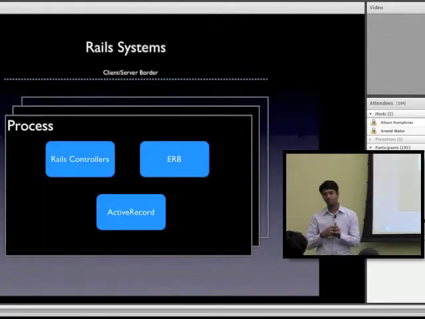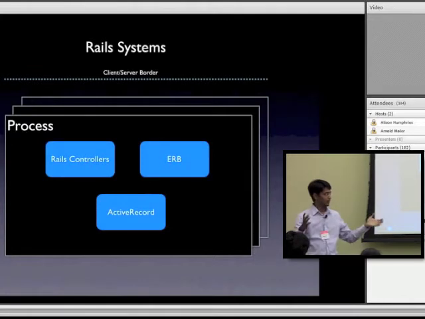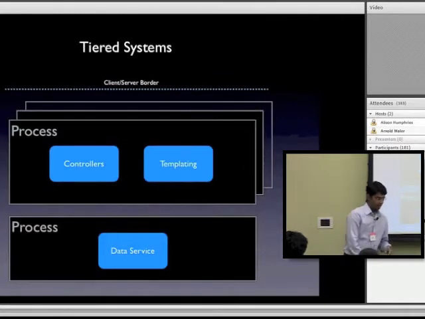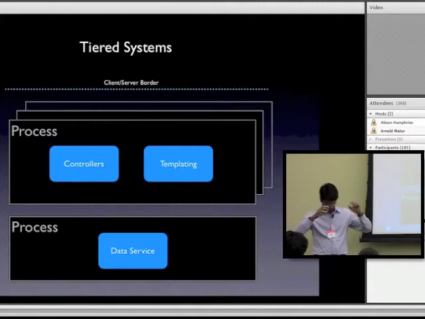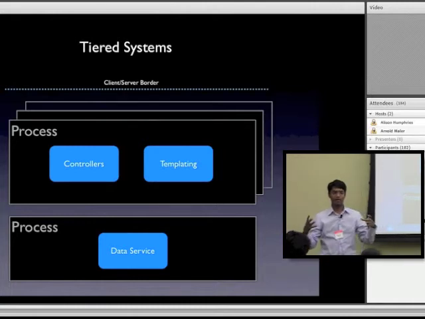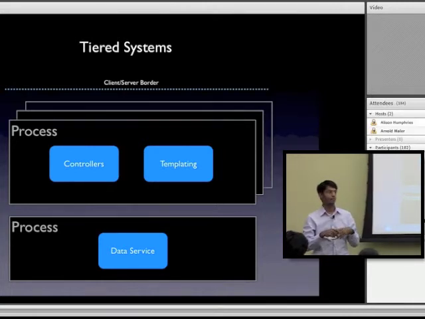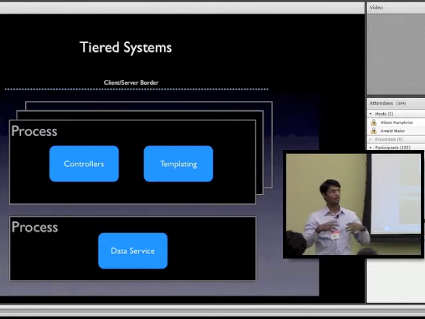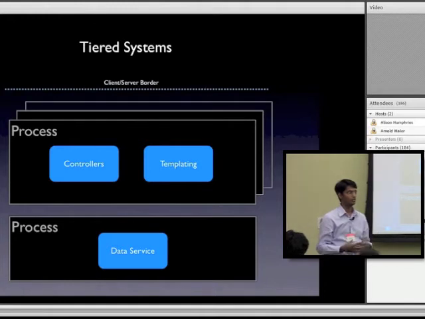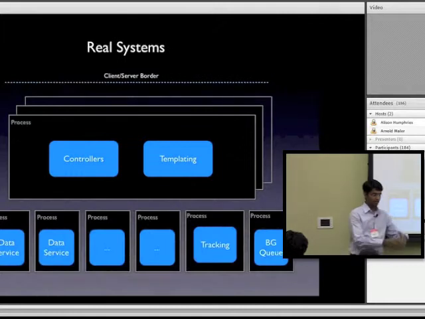Then you had the typical Rails-based system, with a Rails controller, some ERB for templating, and then Active Record for a database. Then we started thinking about bigger systems. For any bigger app, if you think about LinkedIn, it's very difficult to replicate the entire model for LinkedIn inside one app. It's just not possible. So you have a tiered data service that you talk to. So it actually looks more like that.